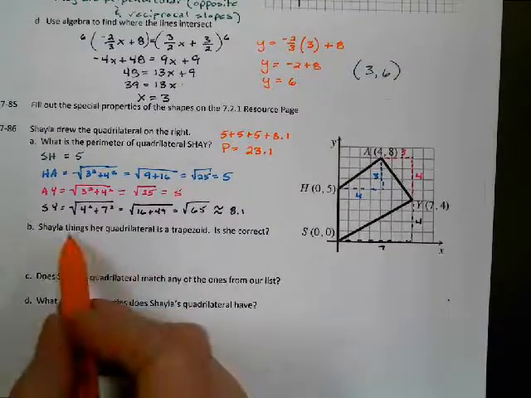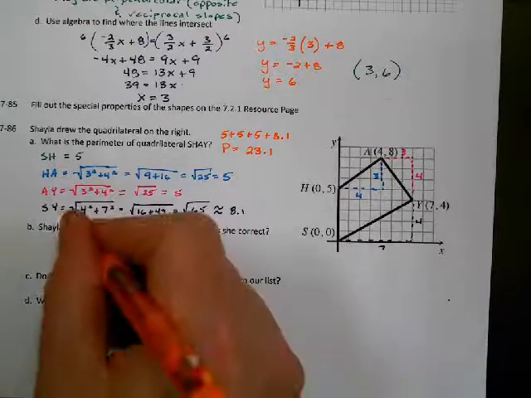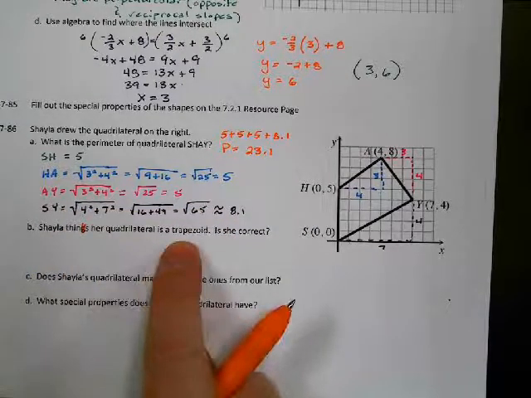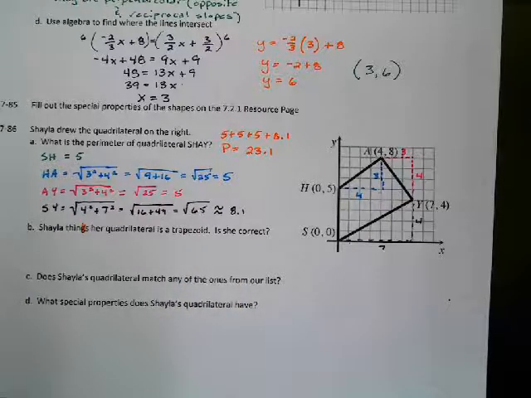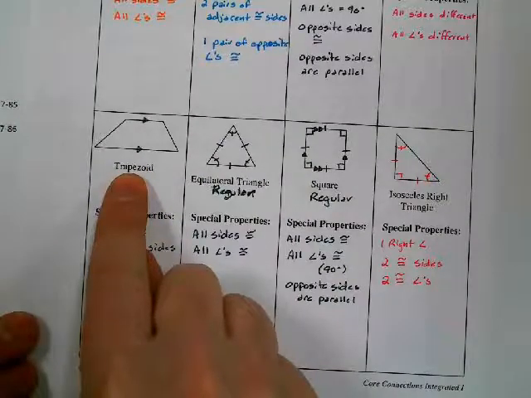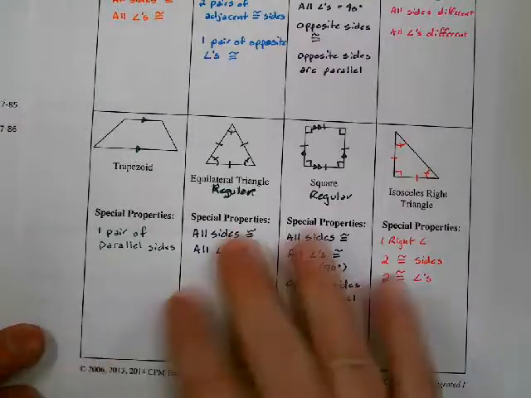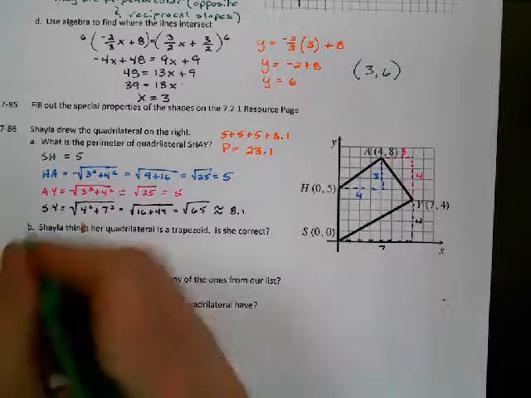All right, Shayla thinks her quadrilateral is a trapezoid. Is she correct? Ooh, trapezoid. Where was that one? Okay, trapezoid. She thinks it's one of these. Okay, so we have to know if it is that we've got one pair of parallel sides. So let's go ahead and look at the slopes of all her sides. So her sides are SH, and the slope of this side here is vertical, so that's an undefined slope.